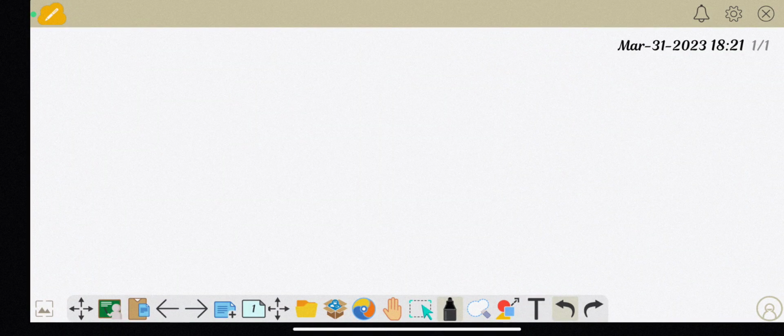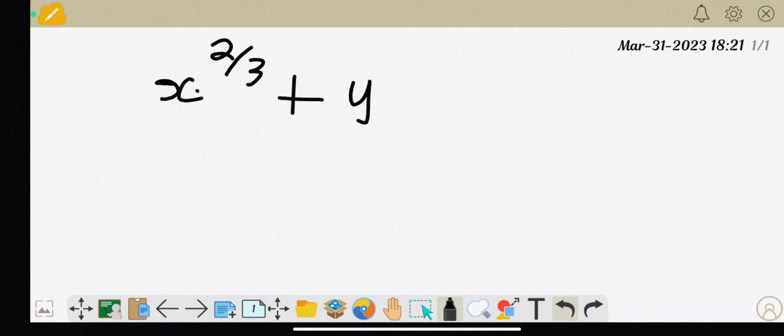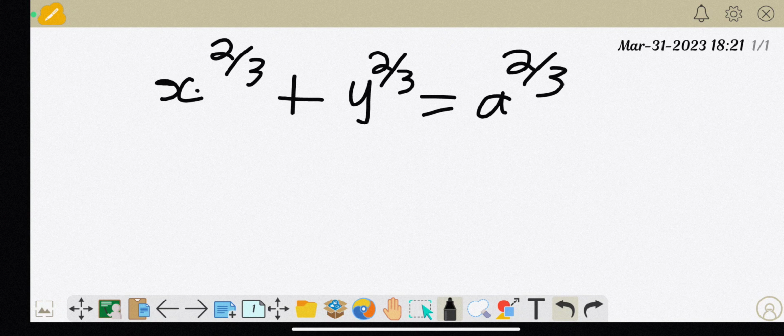So see, we'll take another example. x to the power 2 by 3 plus y to the power 2 by 3 is equal to a to the power 2 by 3. This problem, how can you solve? There are two methods to solve it. One is implicit differentiation, another one is parametrization. If they give it to you in this way, it is better to solve using implicit differentiation. If you do it with implicit differentiation, you will get your answer easily. If you want, you can use parametrization.